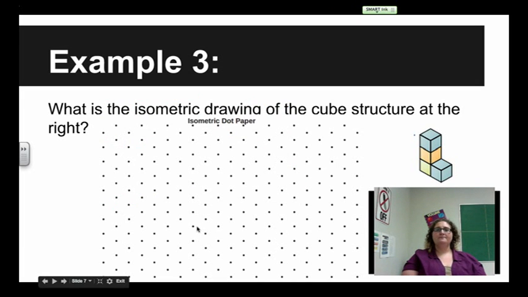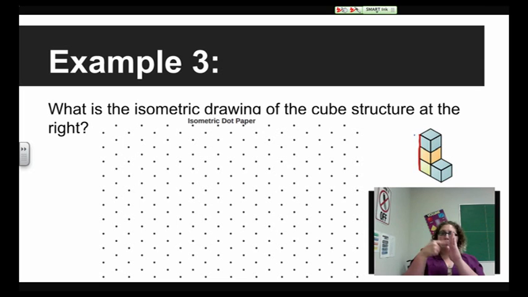Okay, it says, what is the isometric drawing of the cube structure at the right? And we're going to get some practice with this. I've given you some isometric dot paper on your fill-in-the-blank notes. So the first thing you want to do is probably represent the depth. So I'm going to represent this length right here. I'm going to come over here and say I need it to be 3 units.